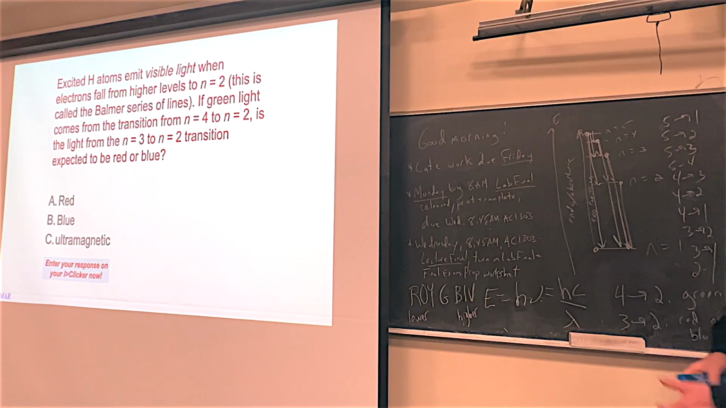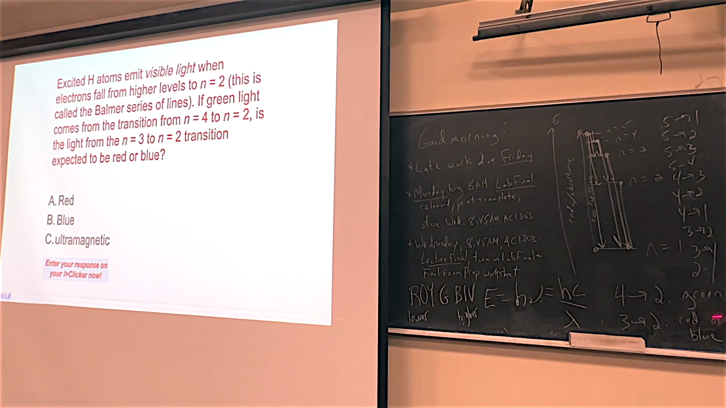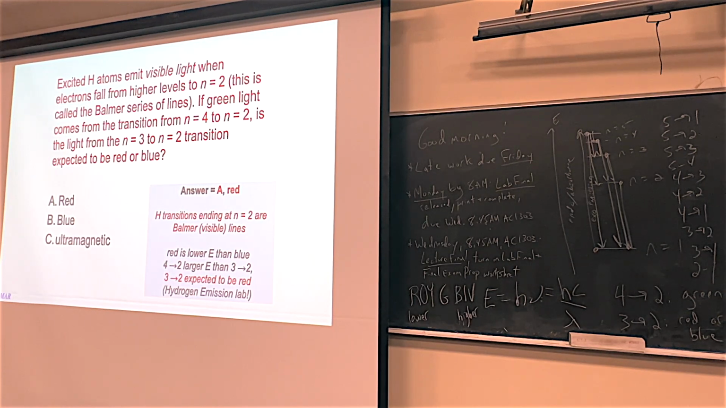And again, the green is going to be 4 to 2, all right? And going back to what Ben and I were talking about, 4 to 2 would be this arrow right here. So relative to 4 to 2, is 3 to 2 going to be higher energy or lower energy? Lower energy, all right? So if it's lower energy than green, it can't be blue because that would be higher energy. This one's going to be red, all right?